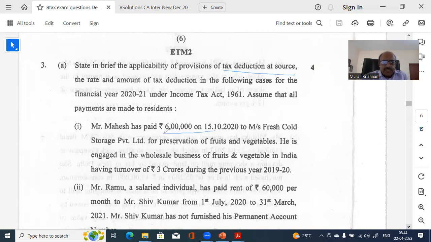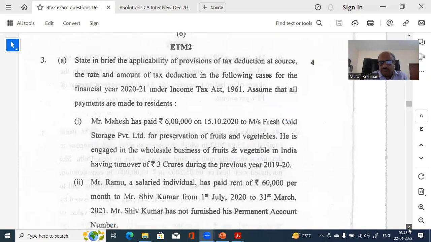So Mahesh has paid 6 lakhs on 15/10 to Fresh Cold Storage Private Limited. Now, mind you, this is a company for preservation of fruit and vegetable. Mahesh is engaged in wholesale business of fruit and vegetable, having a turnover of 2 crores. So that means he is coming under tax audit. And he has paid 6 lakhs. Therefore, 194C will get applied. It's a contract, and it is paid to a company. Therefore, not 1%, 2% will be applicable. Next, we'll look at the solution. Before that, just a brief discussion.